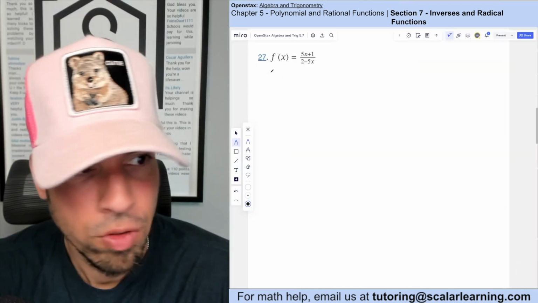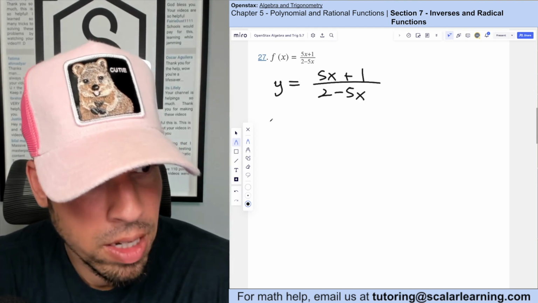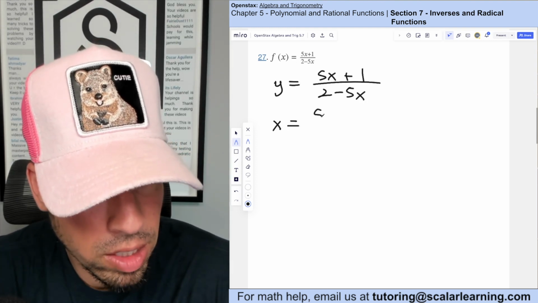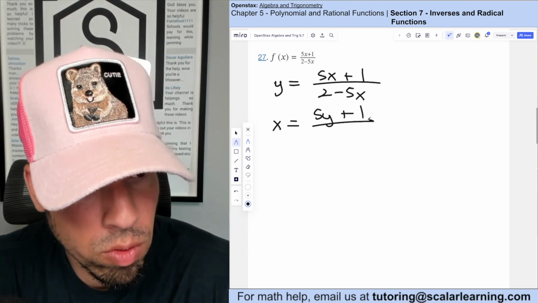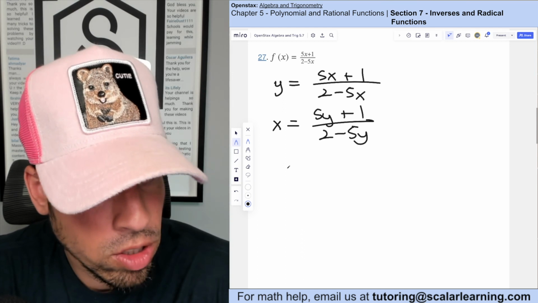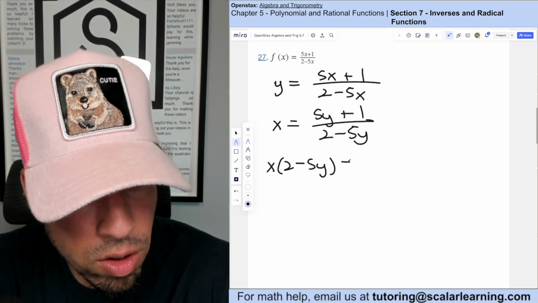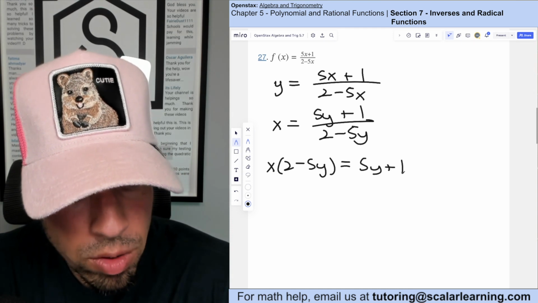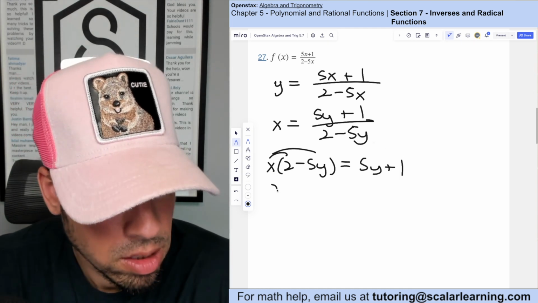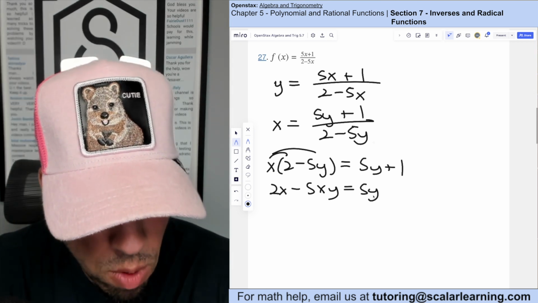Boom, done. So for this one, I'm going to start by replacing f of x with y. Then I'm going to swap the x's and the y's. So that's going to be x equals 5y plus 1 over 2 minus 5y. And then we're going to multiply out that denominator to the other side. So then I'm going to get x times 2 minus 5y equals 5y plus 1. Next, we're going to distribute the x's, and I get 2x minus 5xy equals 5y plus 1.